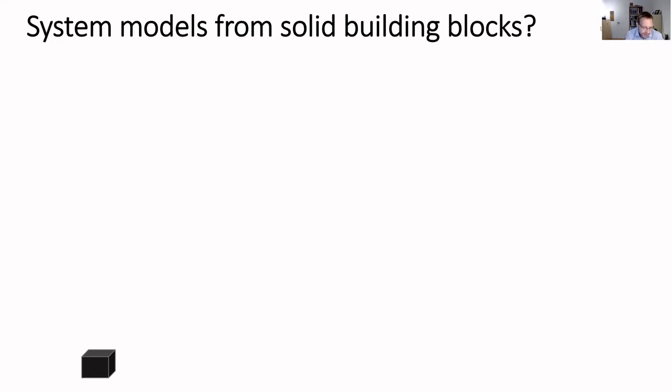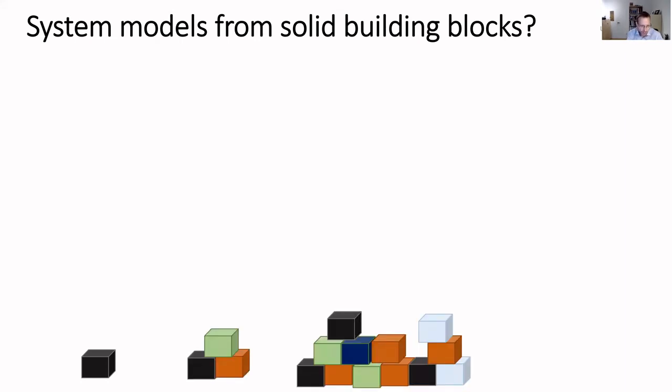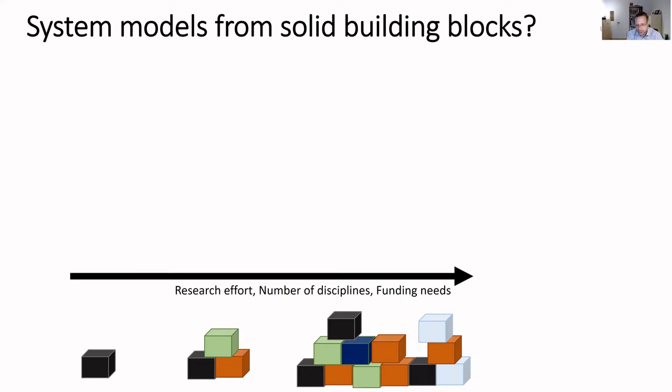But of course, we can do this. We can do one study after another and learn more and more about the system. But let's see what happens as we do this. With each study we add here, the research effort goes up and the number of disciplines goes up and the funding needs go up. And of course, you can try and get a cluster of excellence going for whatever small decision you're wanting to support, but that's not normally realistic.